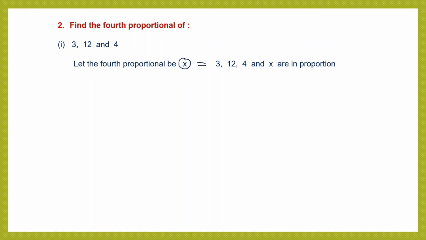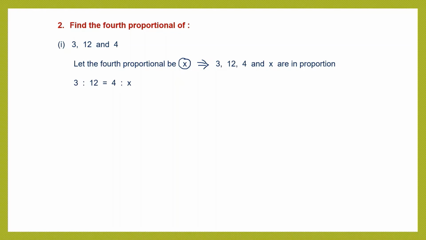Now, what does that imply or what does that mean? It means that 3, 12, 4 and x are in proportion. Okay, so they are in proportion means 3 is to 12 should be equal to 4 is to x.